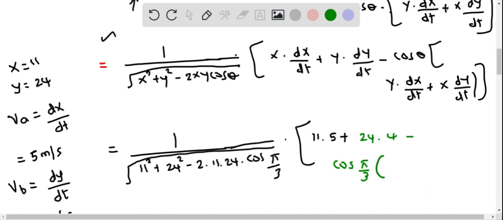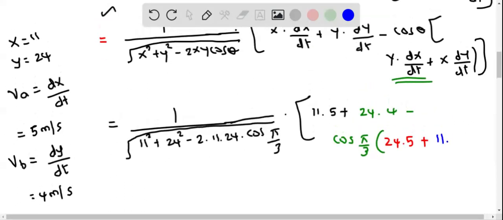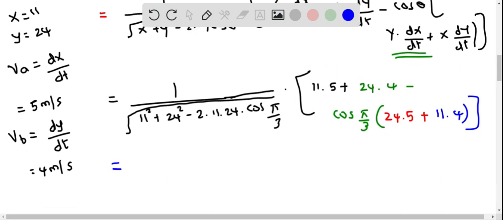We have a bracket times y dx by dt. y is 24 and dx over dt is 5 plus x is 11, and then dy over dt is 4. So we close this bracket. We also close this bracket. So it's basically we just have to plug this into the calculator. That is, we have to first simplify this expression.